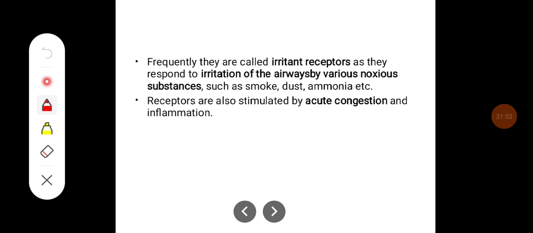Frequently, they are called irritant receptors as they respond to irritation of the airways by various noxious substances like smoke, dust, ammonia, etc. The receptors are also stimulated by acute congestion and inflammation.